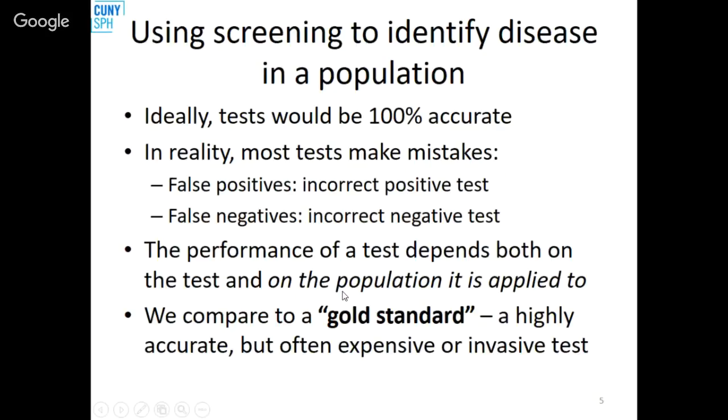And this is a key thing to remember here, that the performance of a test depends both on the properties of that test and on the prevalence of the disease in the population it is applied to. So it's not just an intrinsic property of the test, it's also a function of the disease prevalence in the population it is applied to. Why is that?